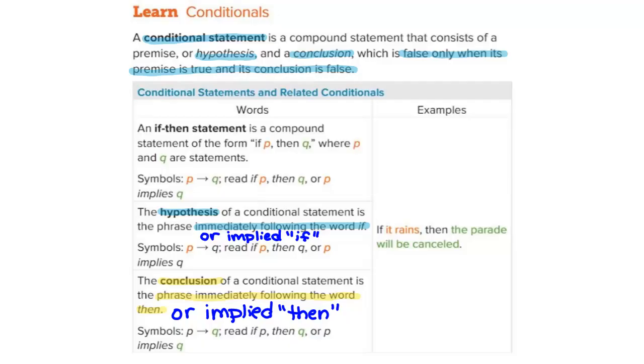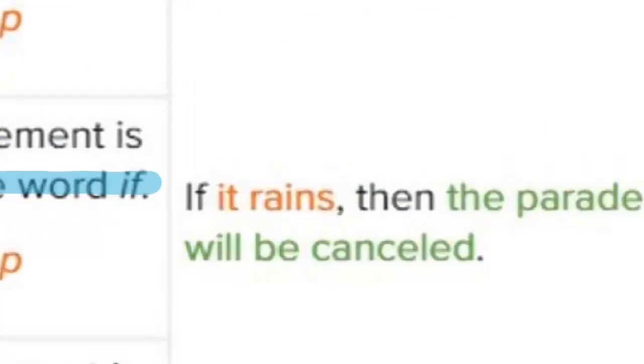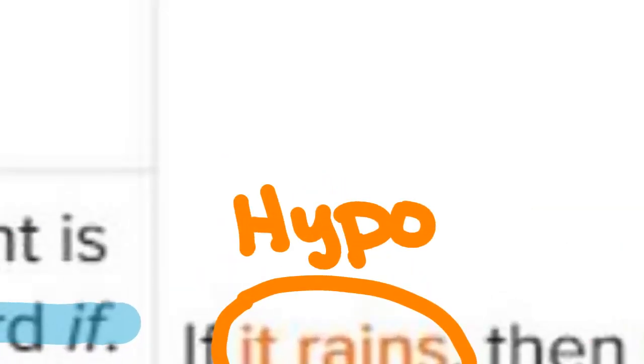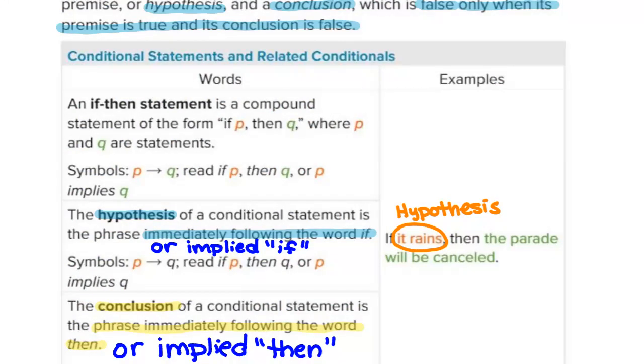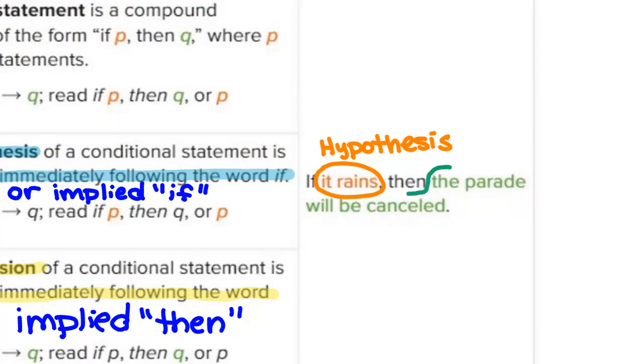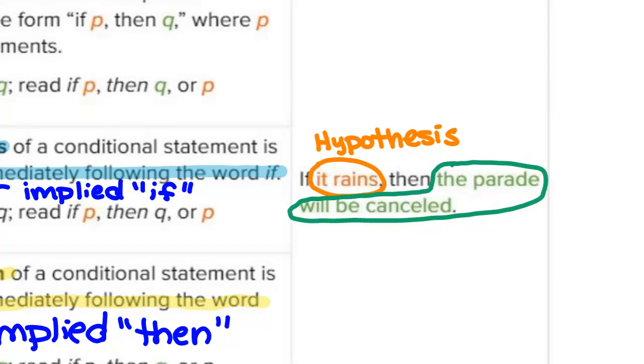And our example here is, if it rains, then the parade will be canceled. So it rains is my hypothesis. The if is not part of the hypothesis. The hypothesis is the part that comes after the word if. Then the parade will be canceled. So the parade will be canceled is my conclusion.